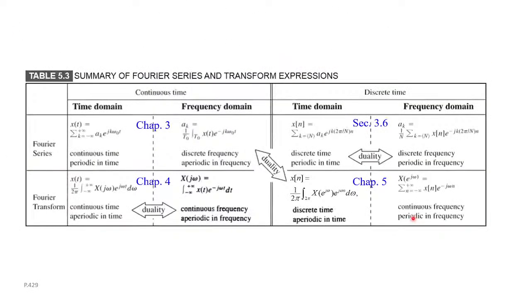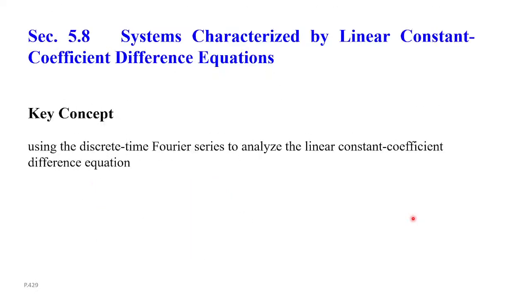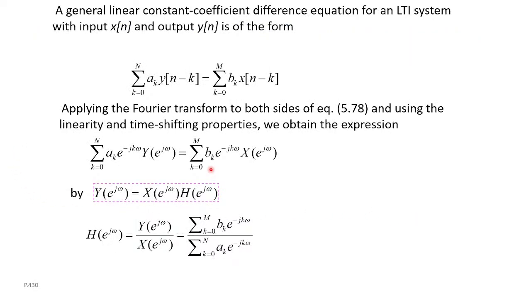Okay, another duality. Finally, in the last topic here, as you probably expected, we are going to solve some difference equation. And once again, this is very similar to continuous time. You do Fourier transform, so you have our constant coefficient difference equation for LTI system, and it has this form. Then you apply Fourier transform on both sides.